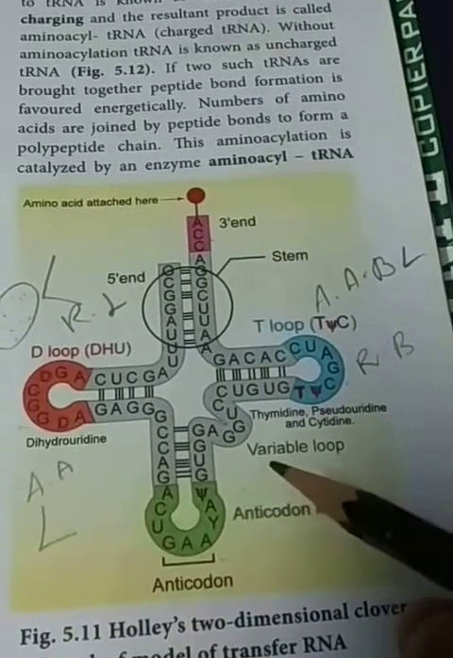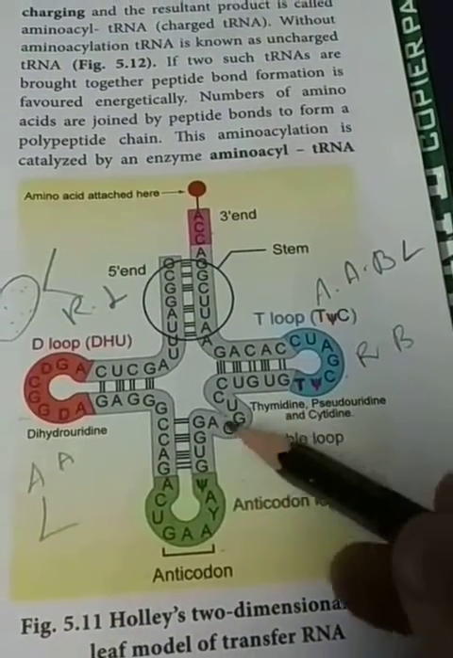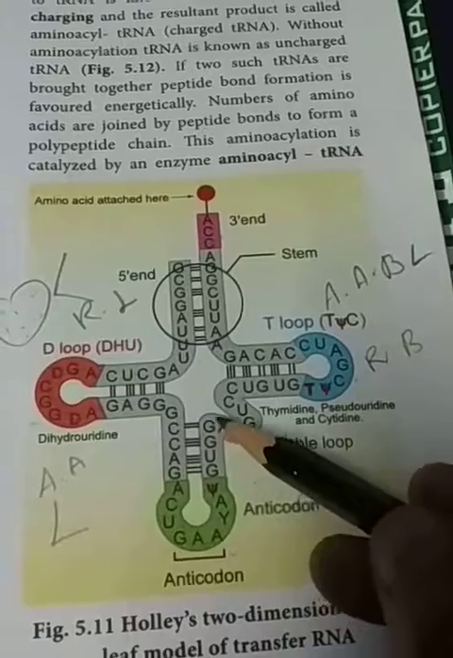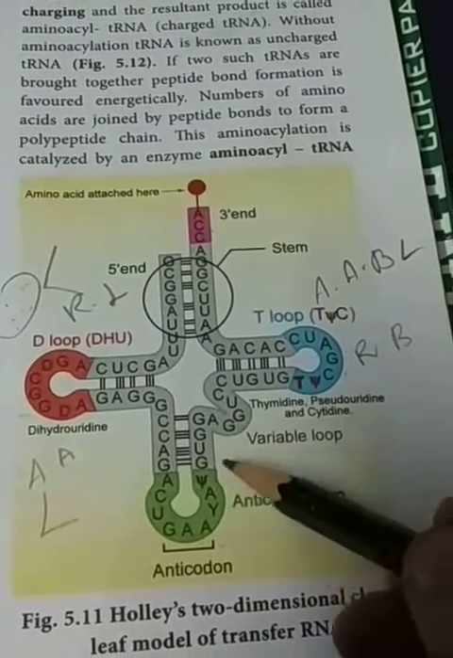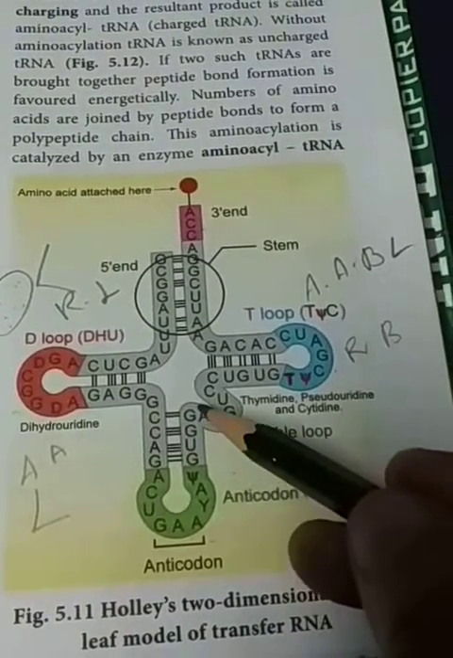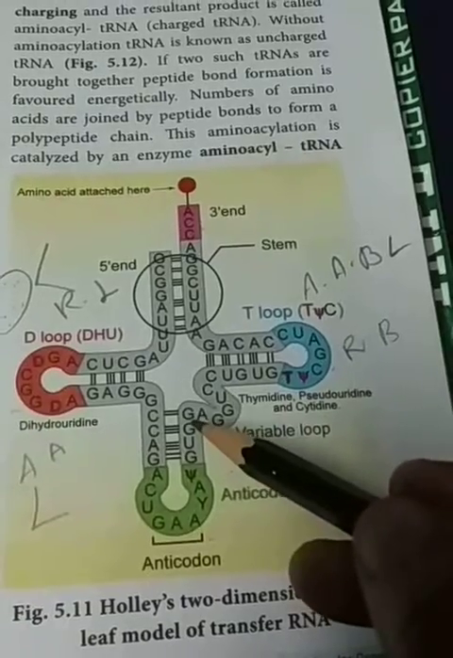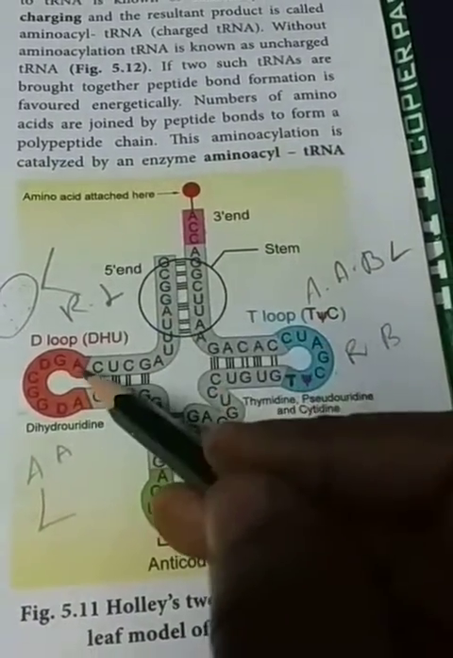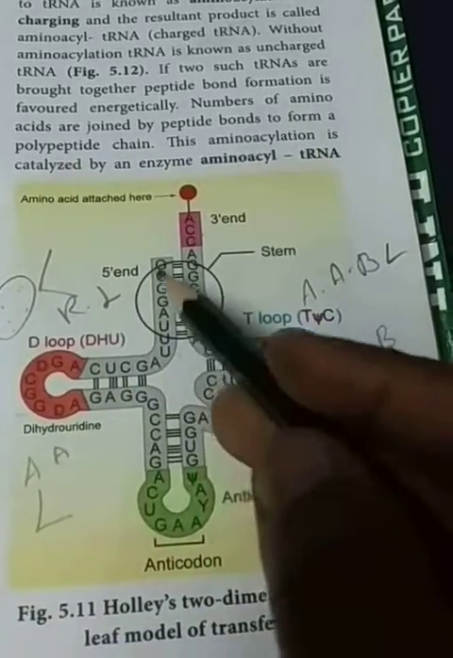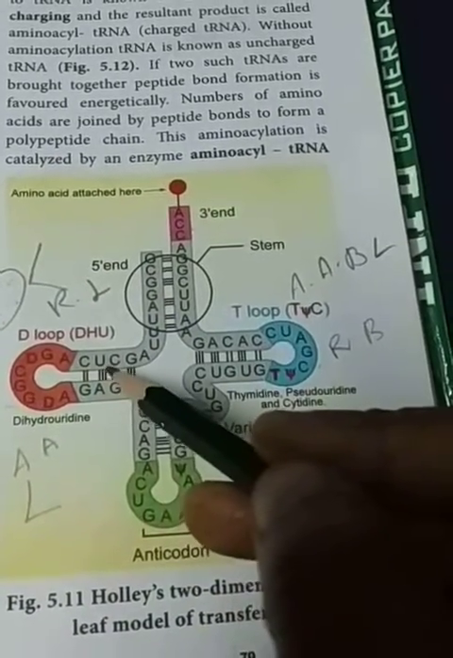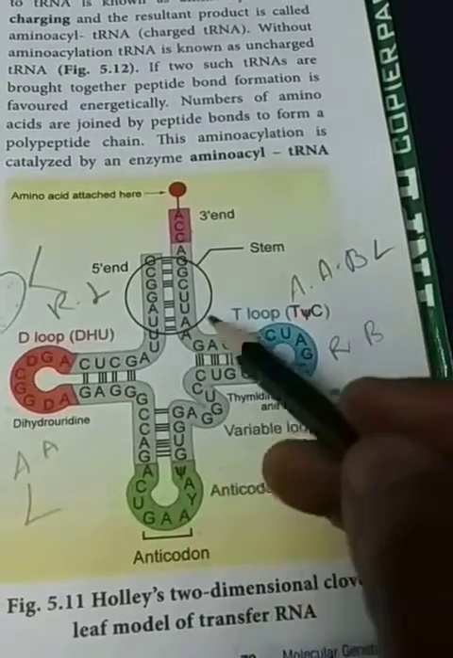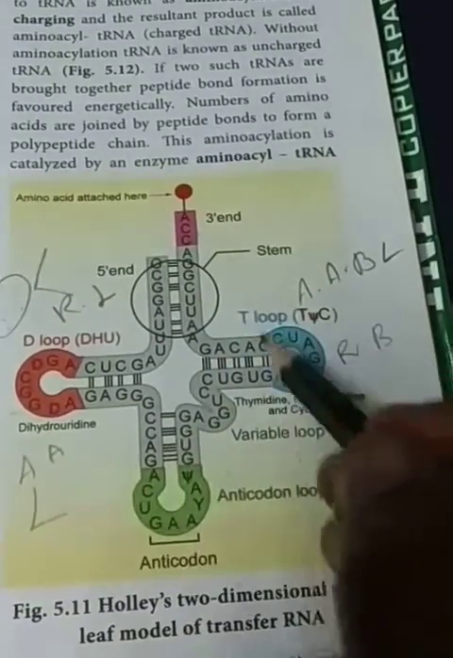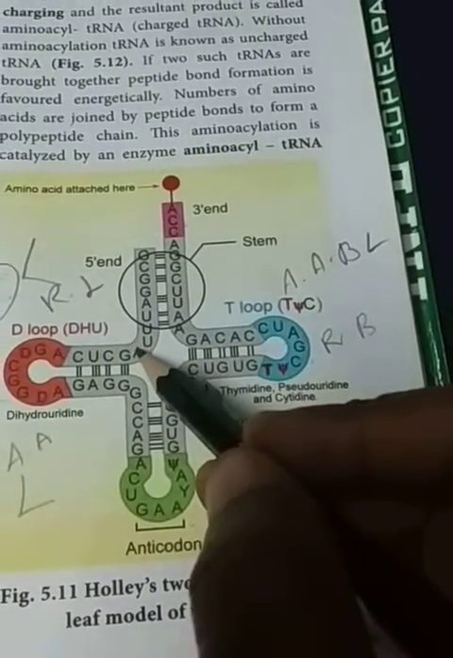In addition, it also shows a small loop. That loop is known as the variable loop or extra arm. So it looks like an inverted L-shaped structure. This structure was proposed by the scientist Francis Crick. Then the two-dimensional cloverleaf structure was postulated by the scientist Robert Holley.